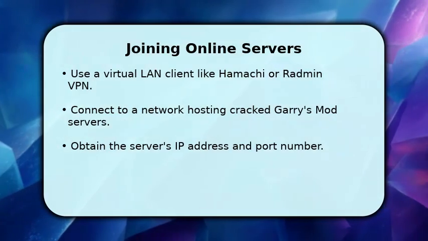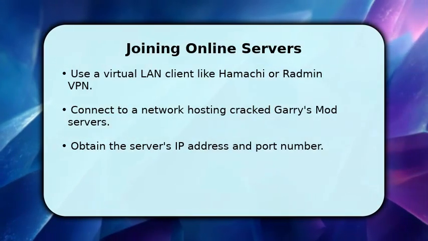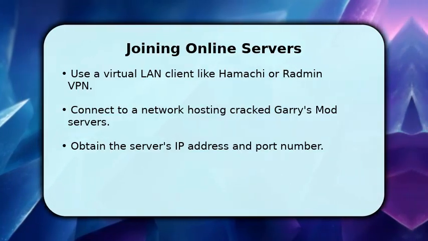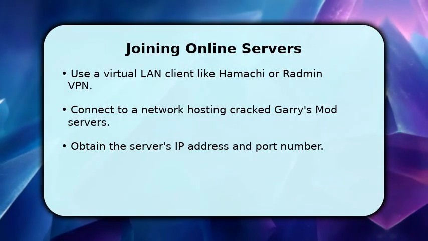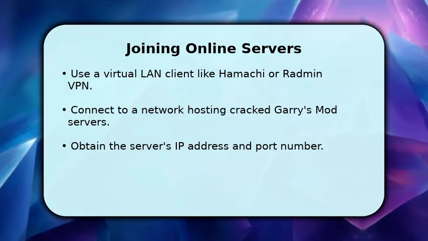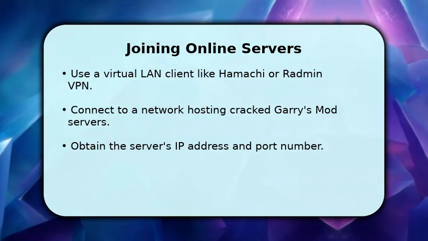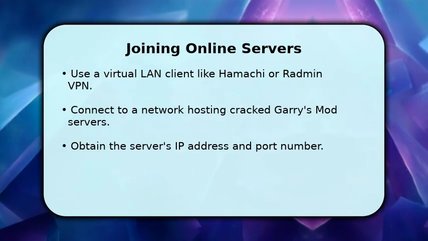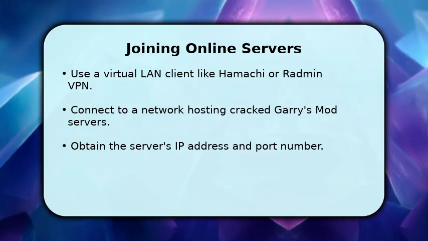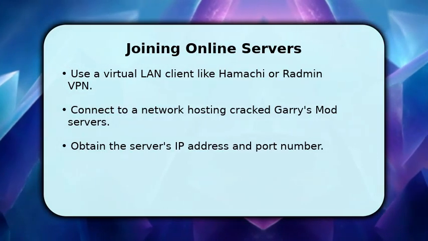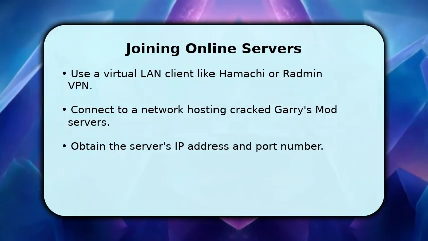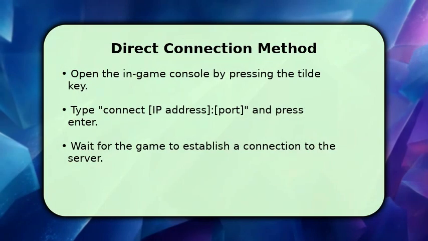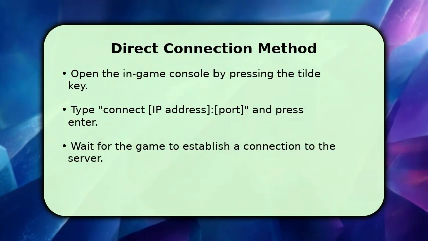Next, to connect with friends, you'll typically use a virtual LAN client such as Hamachi or Radmin VPN. These programs create a private network, allowing your computer to appear as if it's on the same local network as your friends. Join an existing network or create a new one, then get the server's IP address and port from the host. Once you have the server details, launch Garry's Mod.